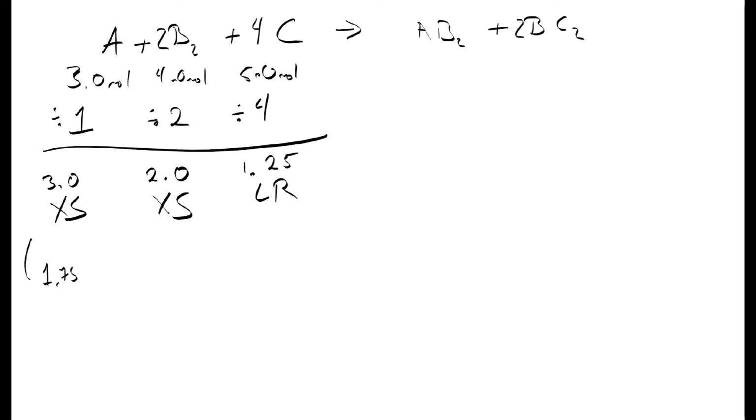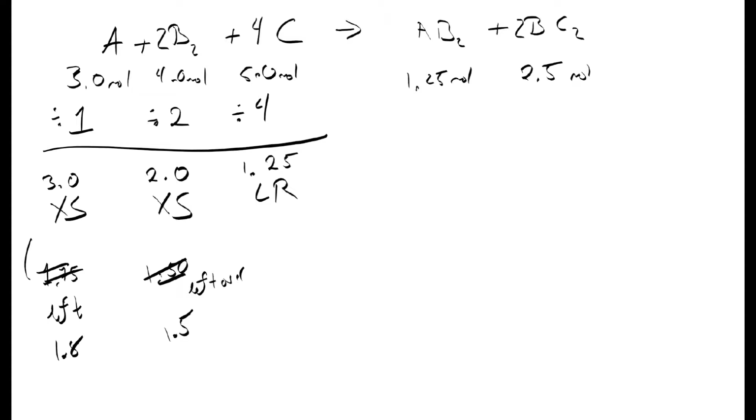This one will have 1.75 left over. This one here will have 1.50 left over. No, technically that's not right. Those aren't sig figs, so there should be 1.8 and 1.5. Okay. So they're not in excess to the same degree, but that doesn't really matter. And let's see, as for how much you'll make: 1.3 moles of AB2 and 2.5 moles of BC2. That's what I really wanted to throw out there.